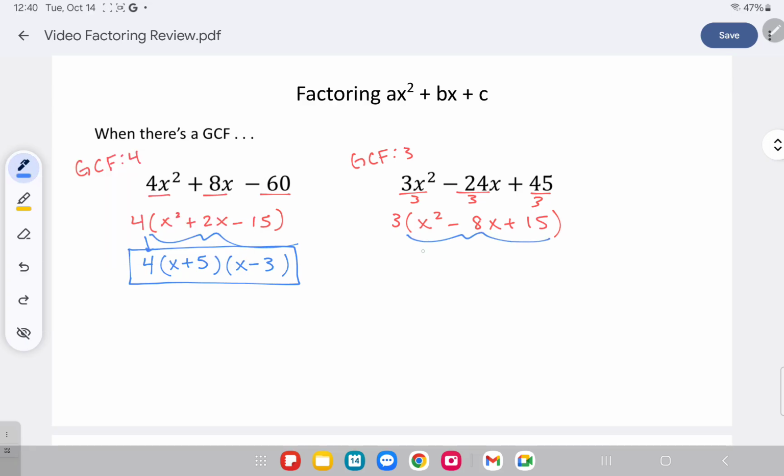With what's left, we're going to factor that into 2 binomials, or try to. This time we're multiplying to positive 15, and the 2 numbers need to add to negative 8. So they both need to be negative, and those would be negative 3 and negative 5. Don't forget your GCF goes in front when there is a GCF.